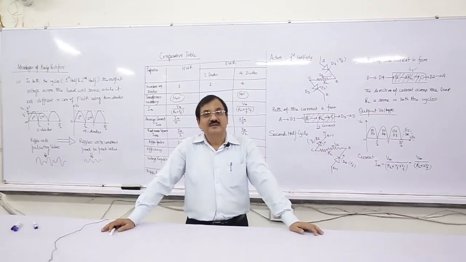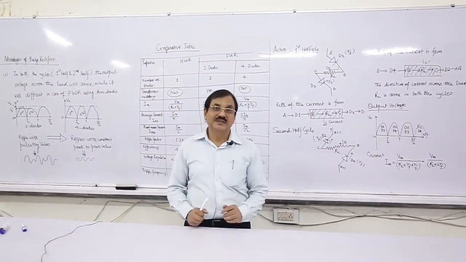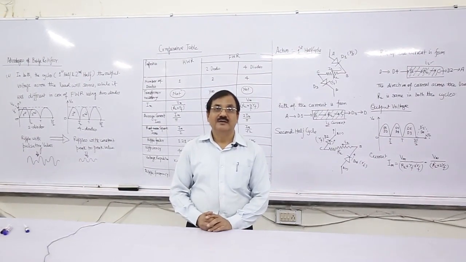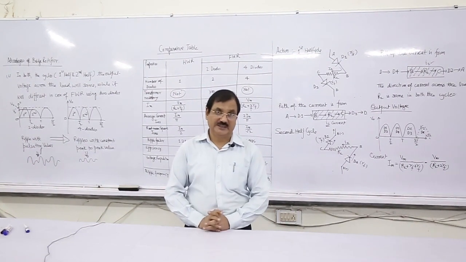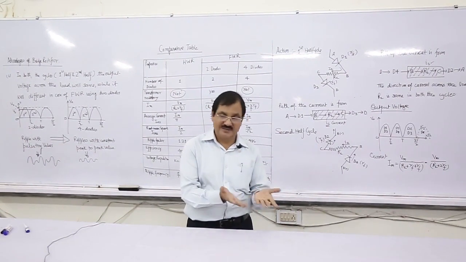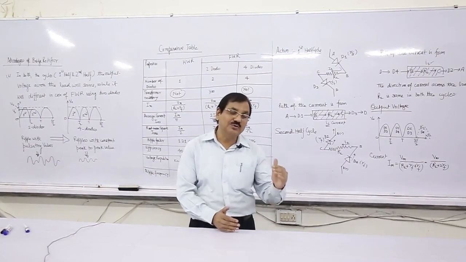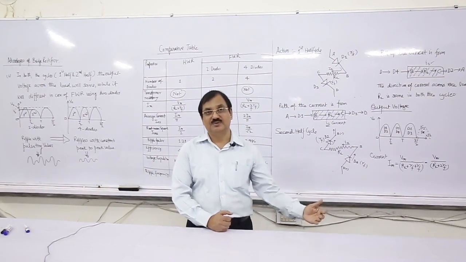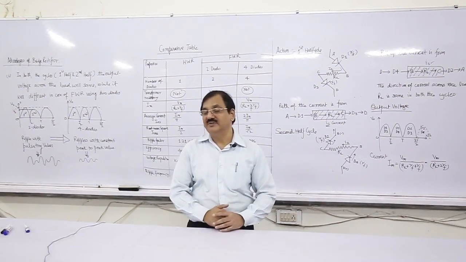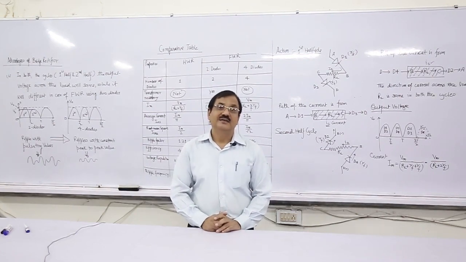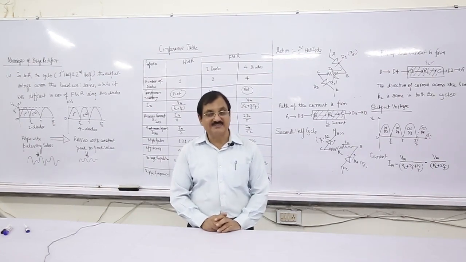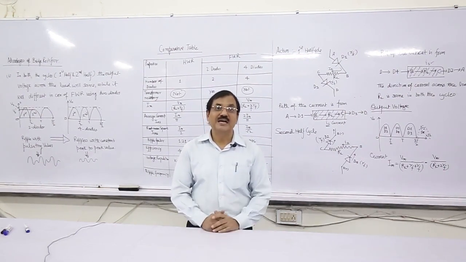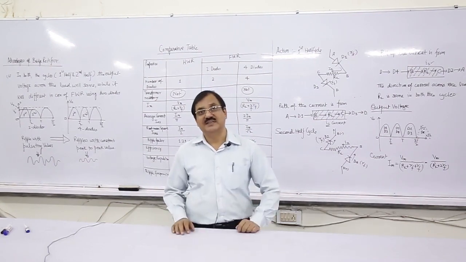In the next module, we would like to discuss the third stage of the rectifier, that is filter. If there is a ripple, definitely there is a ripple. So how to remove the ripple for a smooth DC output? For that purpose, we use filter circuits. And in filter circuits, there are L section filter, pi section filter, and input capacitance filter. So we will discuss on the next one. Thank you.